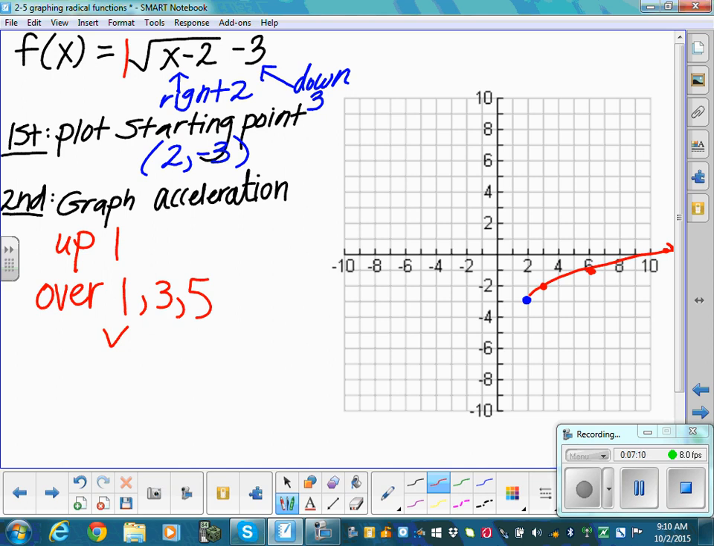Now square root's only this top half. If this would have been a cube root, we would have also had to go down this way. We'll do an example like cube root in just a second. All right, questions on this?